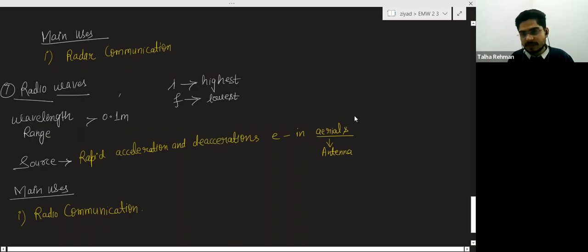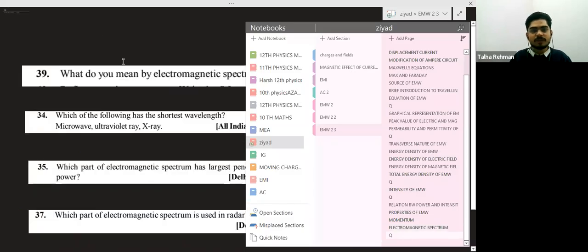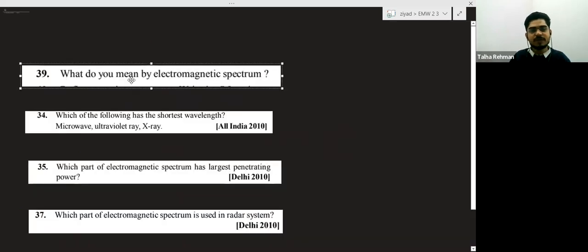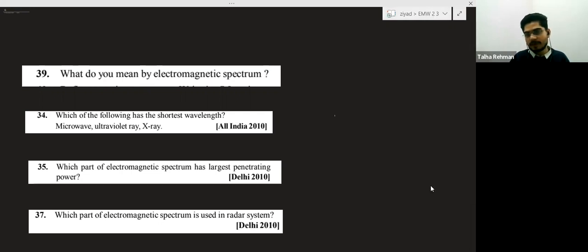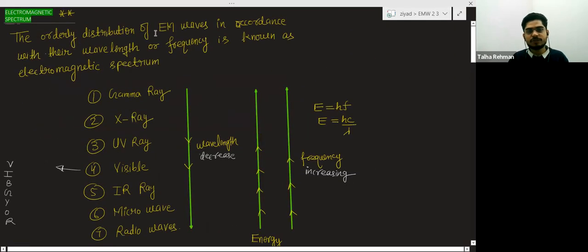Now I am just showing you how the question will be asked in the exam. These are the previous year questions I have taken. The first question they have asked in some year: what do you mean by the electromagnetic spectrum? If they ask this, you will write this definition: the orderly distribution of electromagnetic waves.